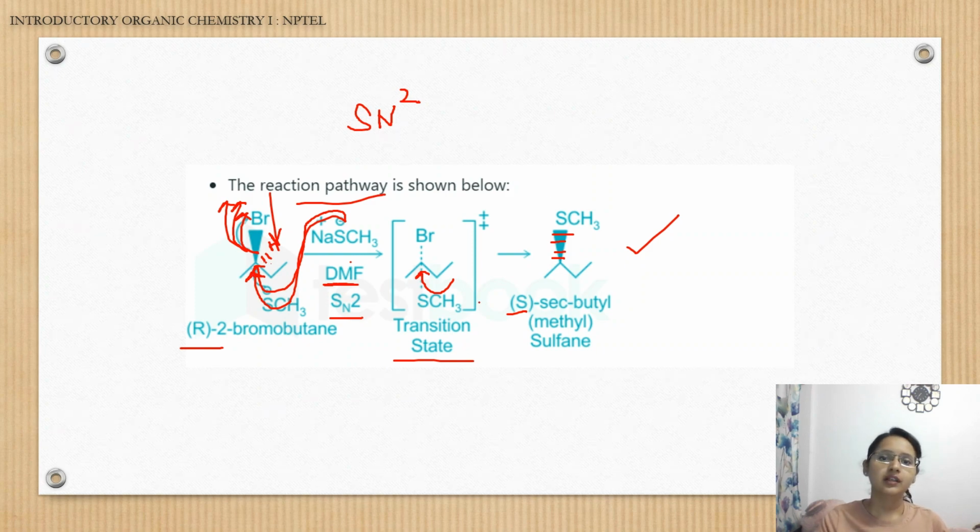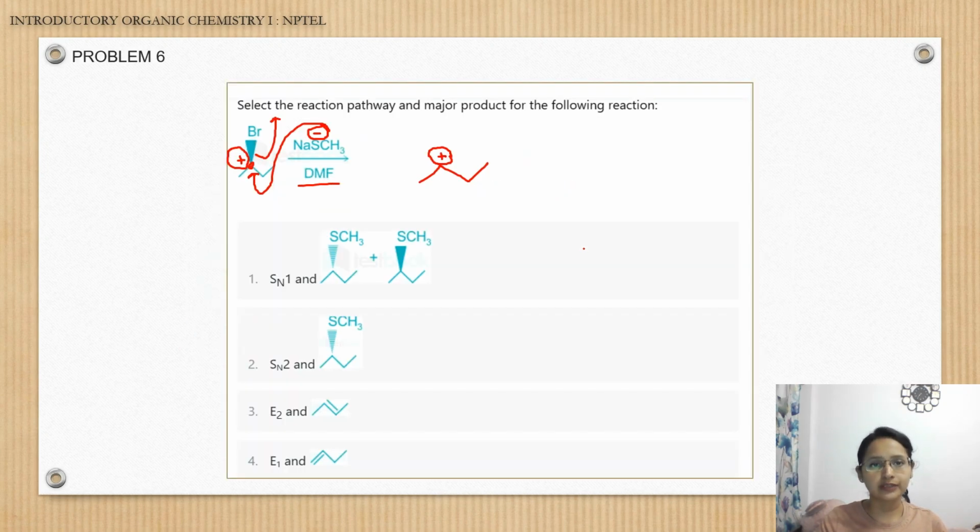Okay. So that is why the inversion of configuration takes place. If you are starting with Br above the plane, you will end up having the nucleophile below the plane. So what will be the correct option now? We have eliminated the third and fourth previously. Now what will be the correct option between 1 and 2? Which is the reaction pathway and what will be the major product?